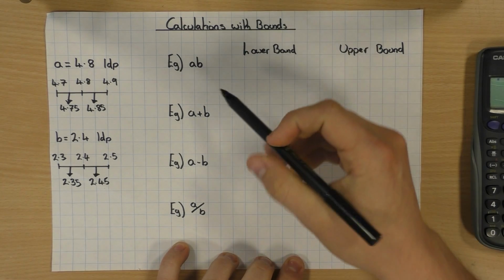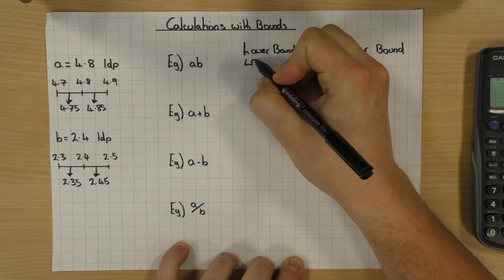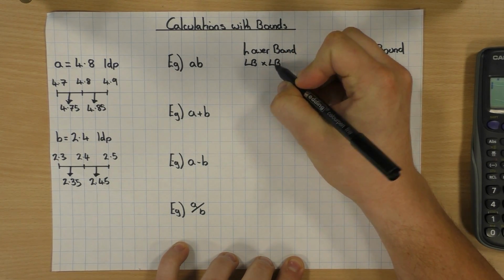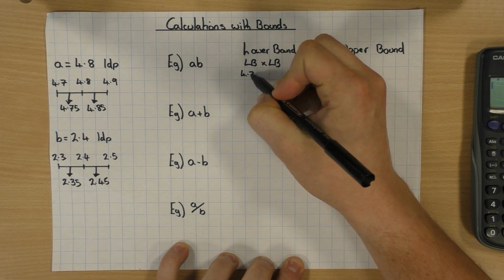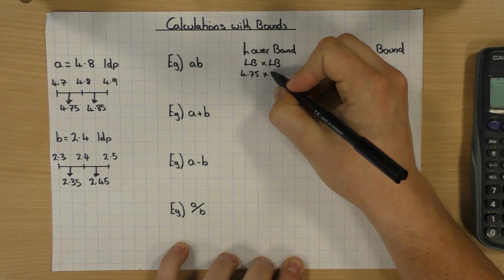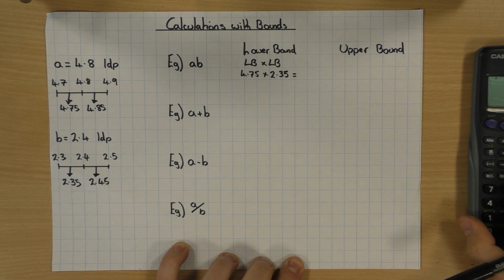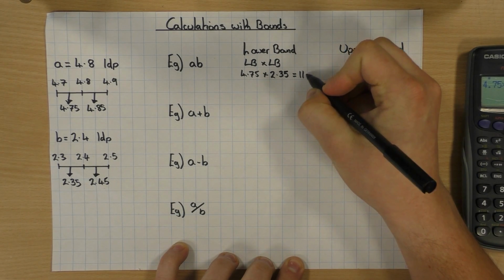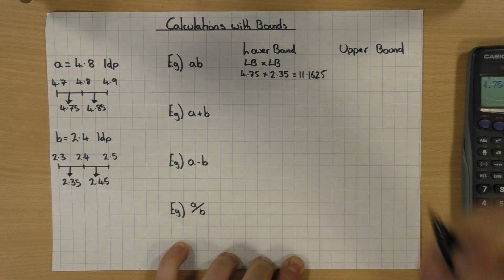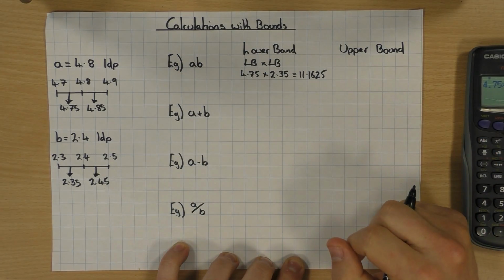So this one's actually quite nice and easy, so is the adding one, is what you expect it to be. To work out the lowest value, you do the lower bound times by the lower bound. And in this case, it's 4.75 for A times by 2.35 for B. I'm going to get my calculator out here. So 4.75 times by 2.35 is going to give me 11.1625. Okay? And that's going to give me the lower bound. That's the absolute minimum value that this can have when I multiply the two numbers together.